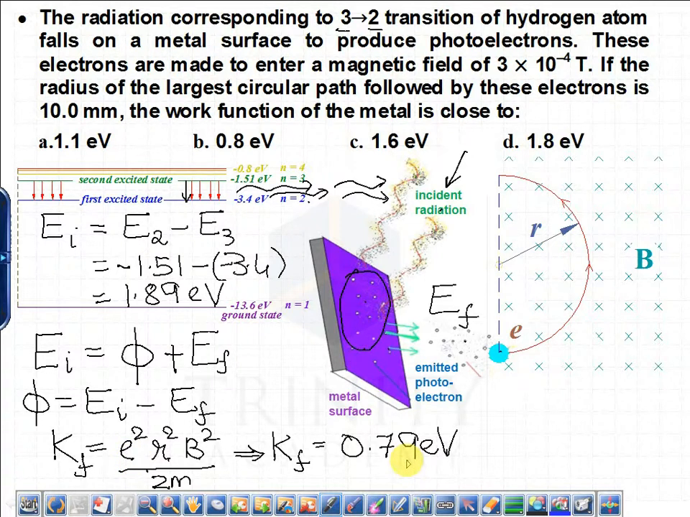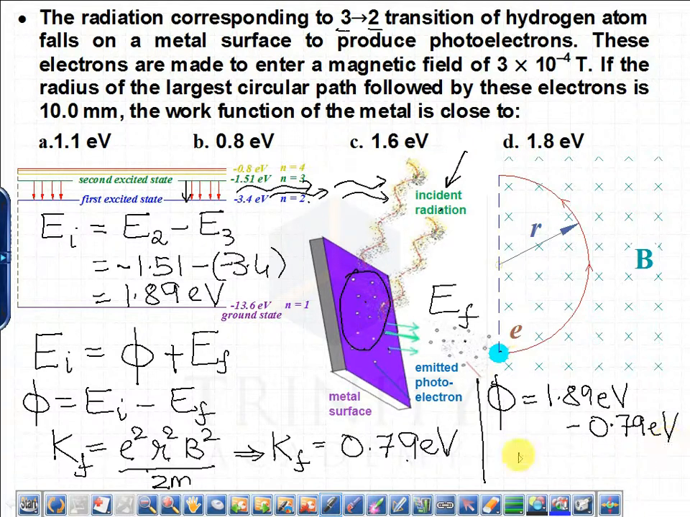Now subtracting these two, we can get that work function of metal is equal to 1.89 electron volt minus 0.79 electron volt. So that gives us work function 1.1 electron volt. We can say that option A is satisfying the given condition.